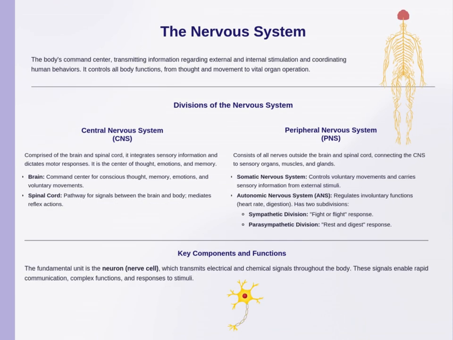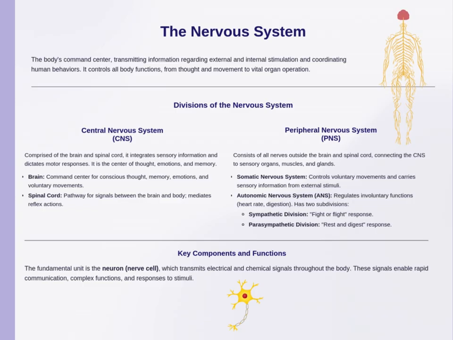Okay, so the nervous system. The nervous system is the body's command center. It's responsible for transporting information. It is how our body knows to function and respond to internal and external stimulus.